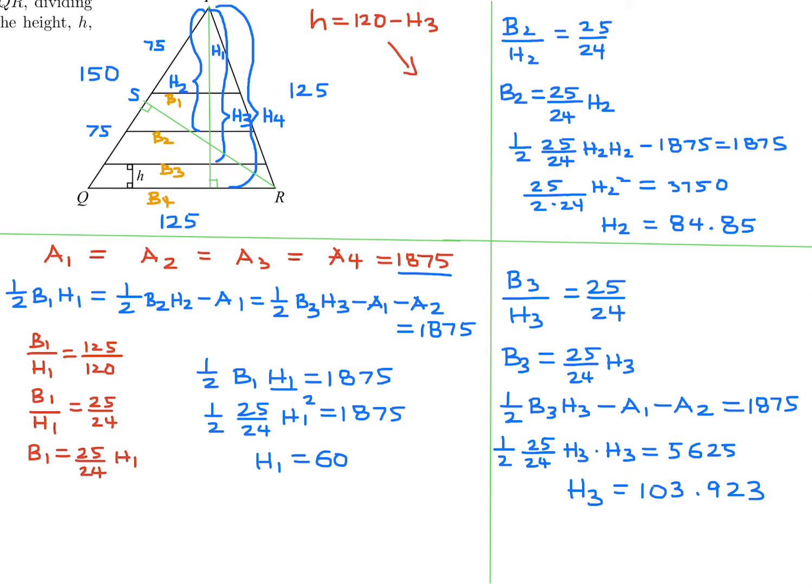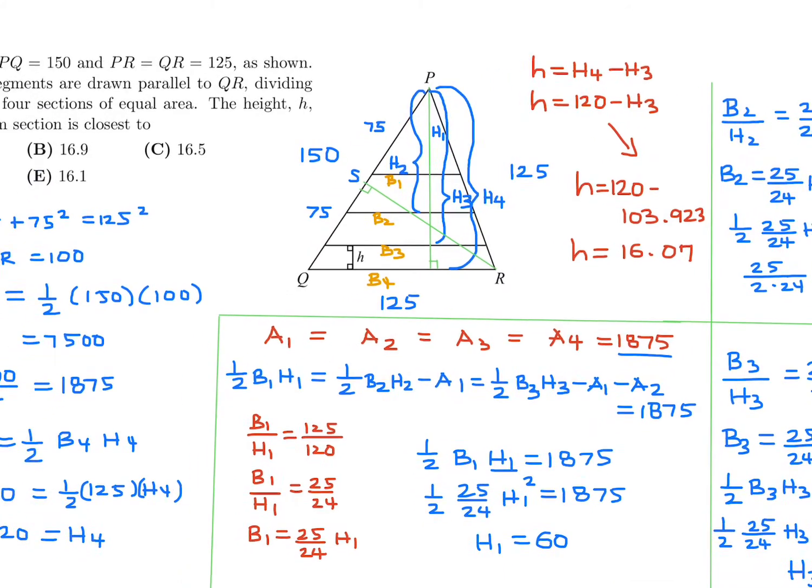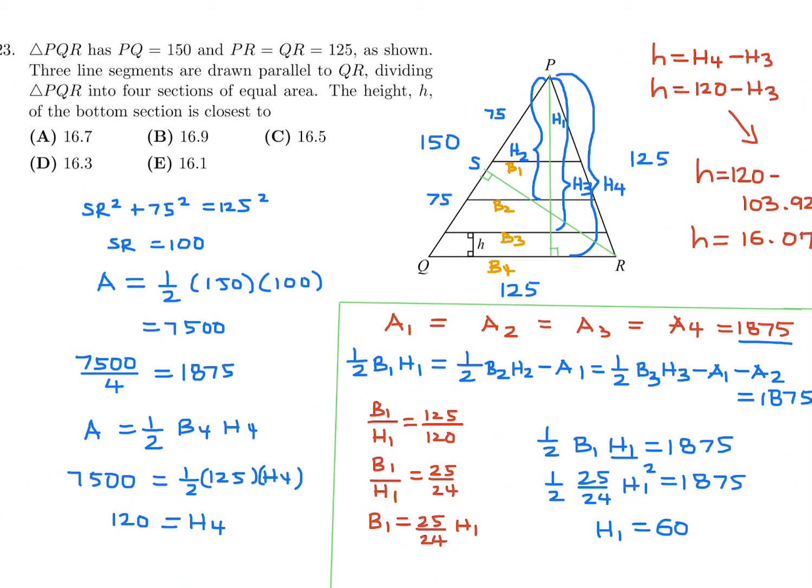h, so that is going to be h is equal to 120 minus H3. H3 I just got was 103.923 approximately. So that means h is equal to approximately 16.07. And of the answer choices, 16.07 is closest to E for number 23.